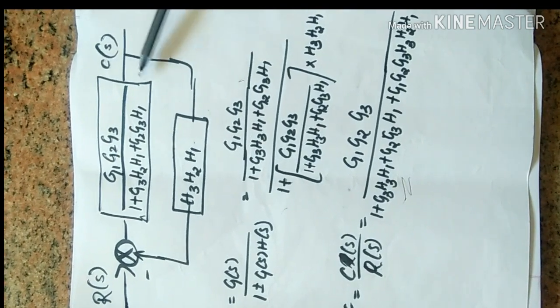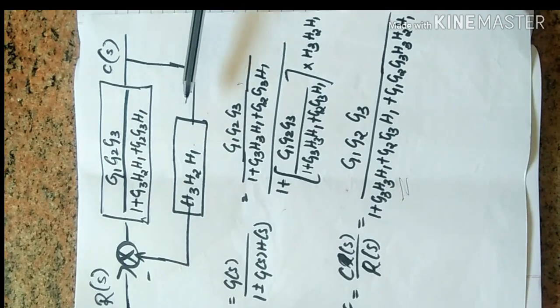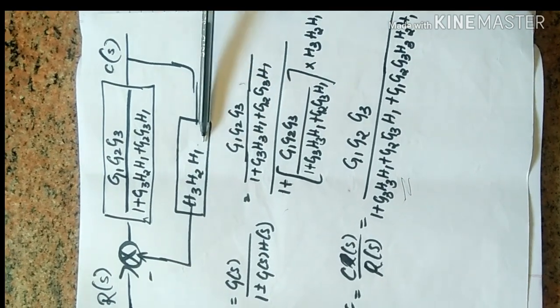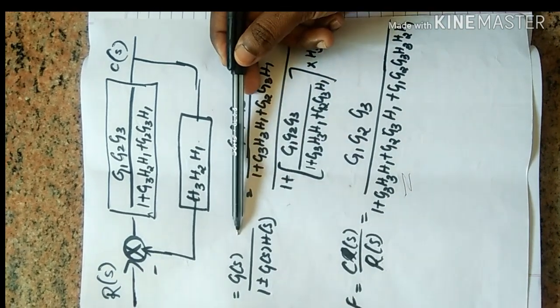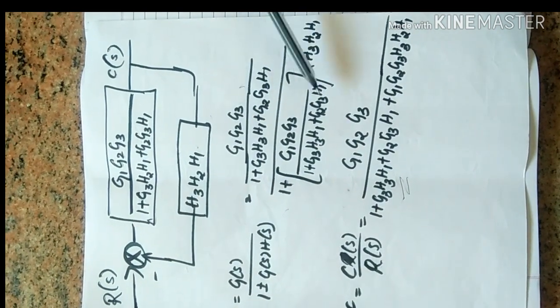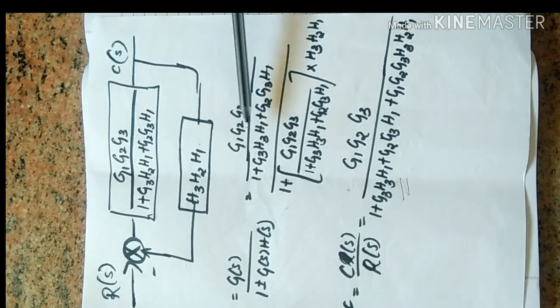You can see here I've rewritten the block here. Again this becomes a negative feedback to this H3, H2, H1 block. Again by using this formula you can solve this. This is G(s) and this is H(s).